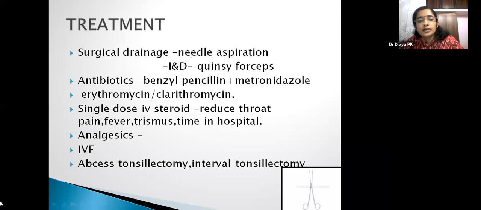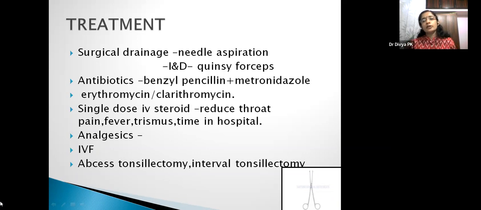Surgical drainage is the treatment of choice. Needle aspiration can be tried, and in casualty we used to use quinsy forceps like Kelly's forceps to drain the quinsy. The incision is put over the most pointing part, or at the junction between the upper pole and the most bulging point. After draining, you have to go for a combined antibiotic with penicillin and metronidazole, and saline gargles and hydrogen peroxide gargles are usually prescribed. In case of penicillin resistance, you can go for erythromycin or clarithromycin.